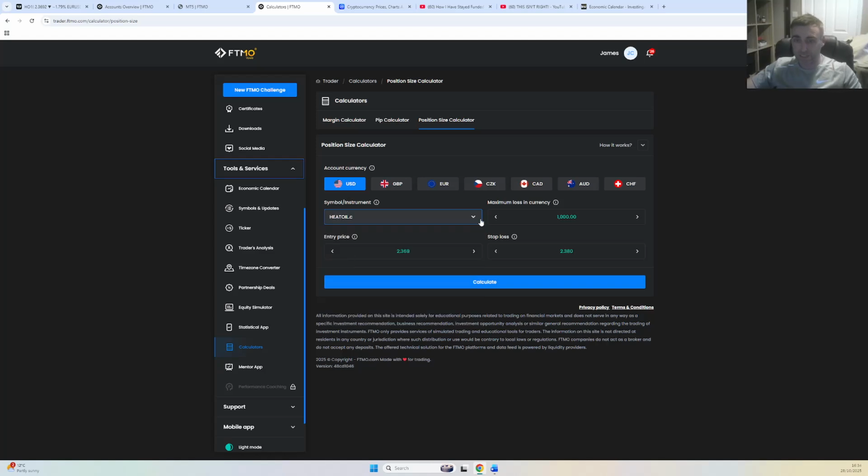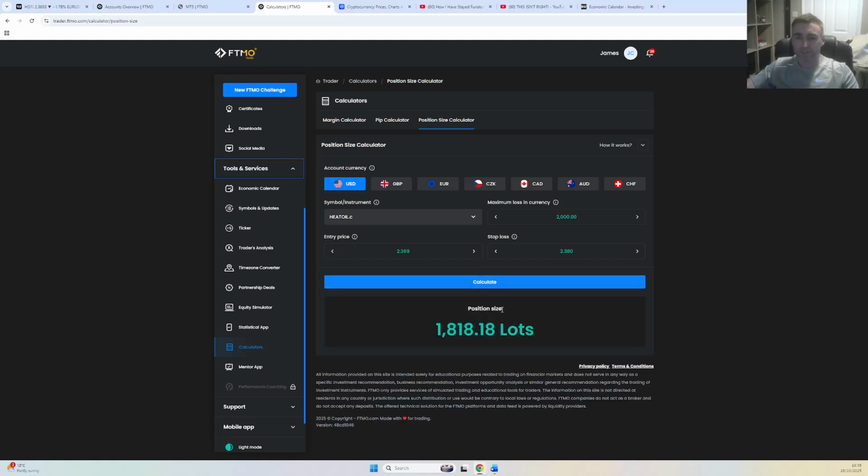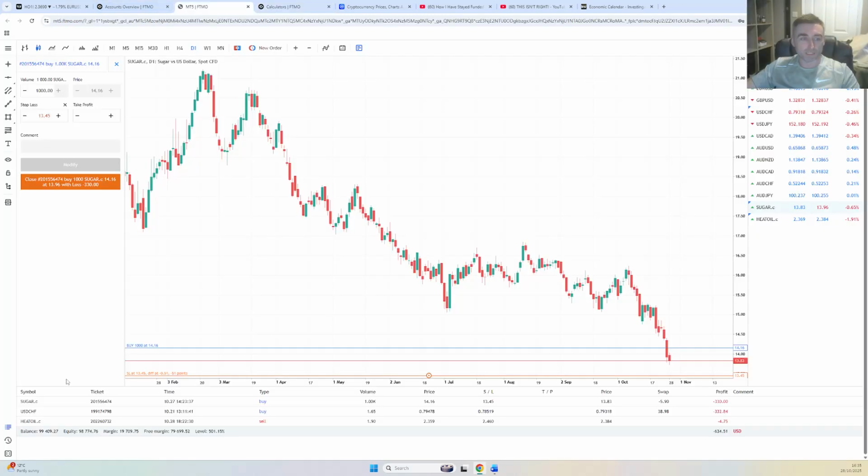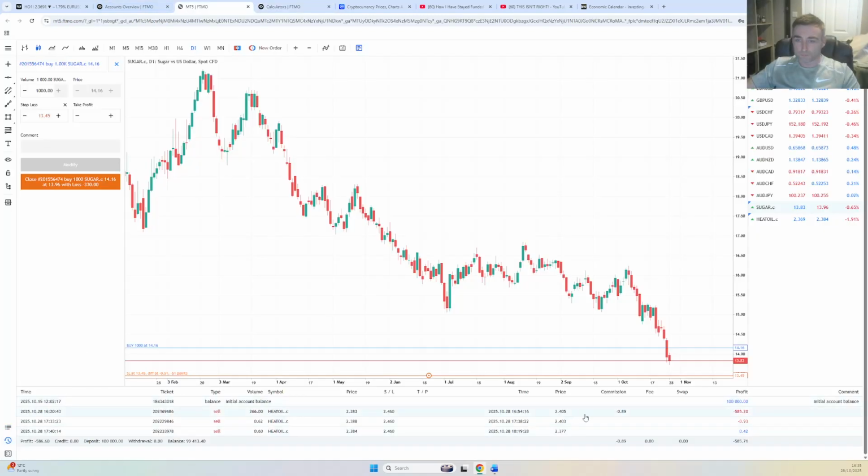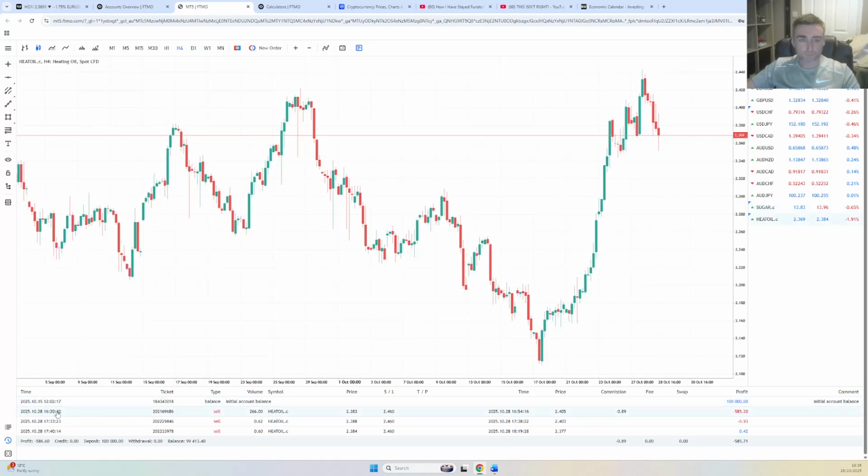I placed a trade on heating oil, and I wanted to risk $2,000, which is 2% of my $100,000 account. I can't remember the ins and outs, but it told me to put about 650 position size. It was like 250, 600 lots. I can tell you right now what it was. 266 lots, look at this here.